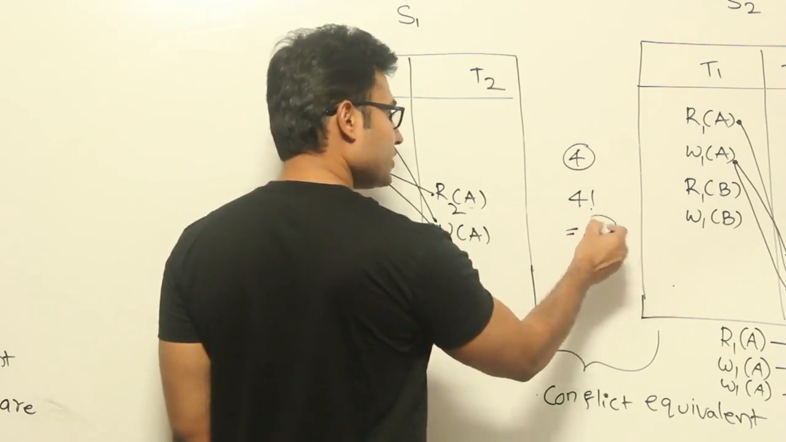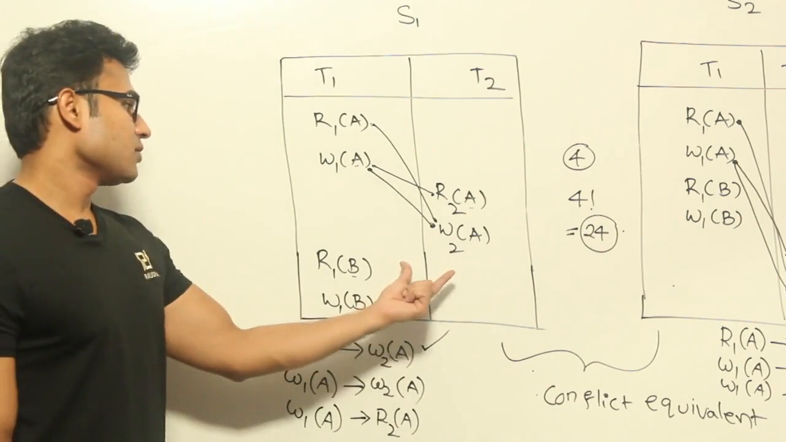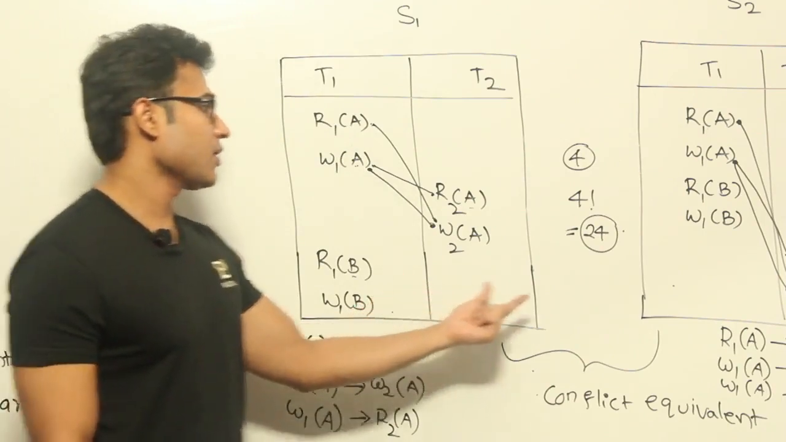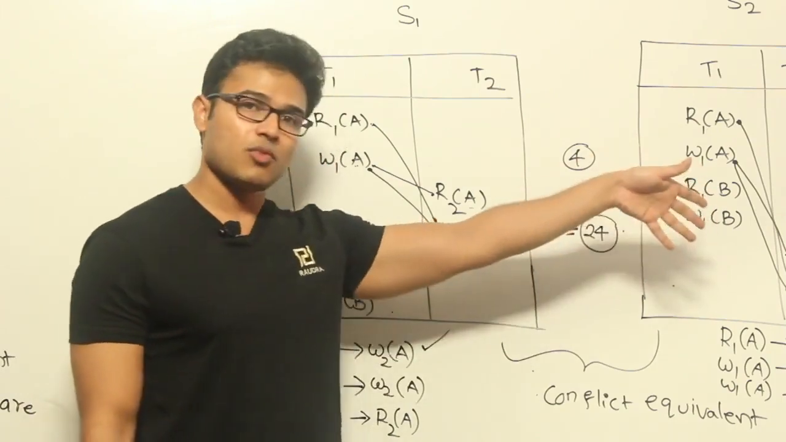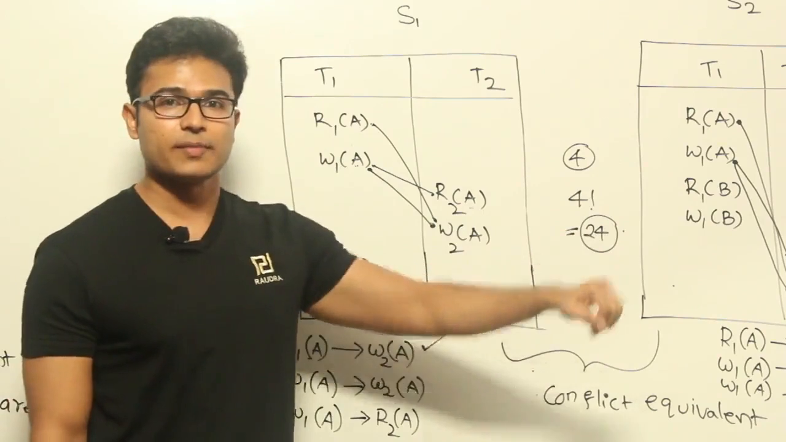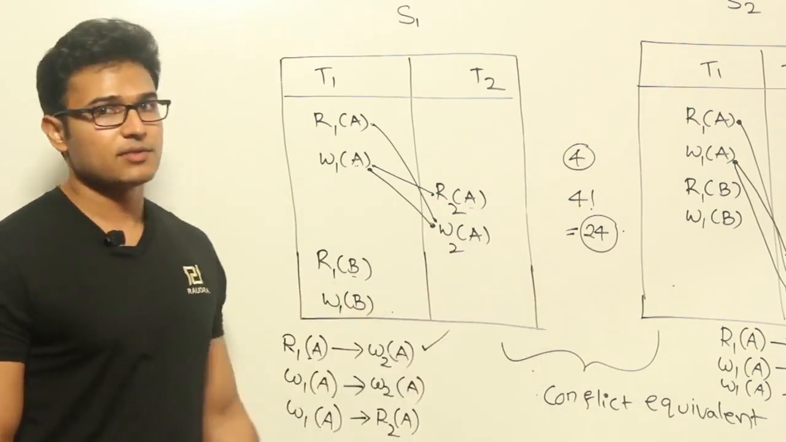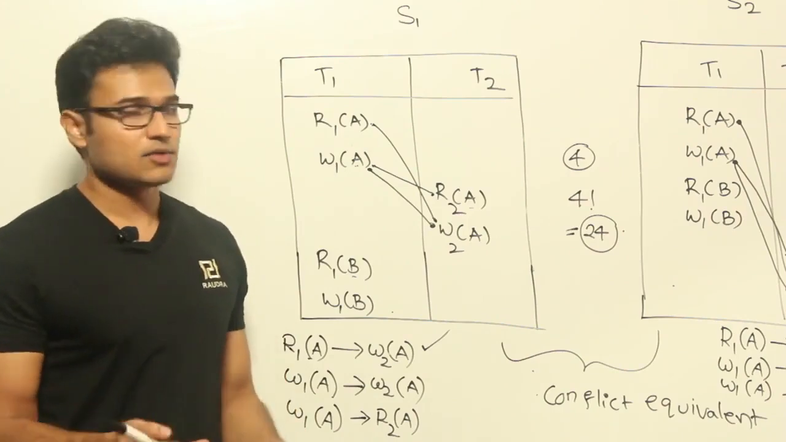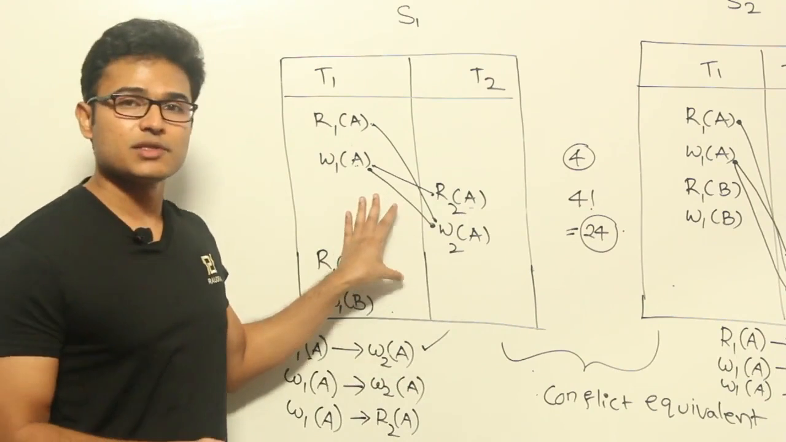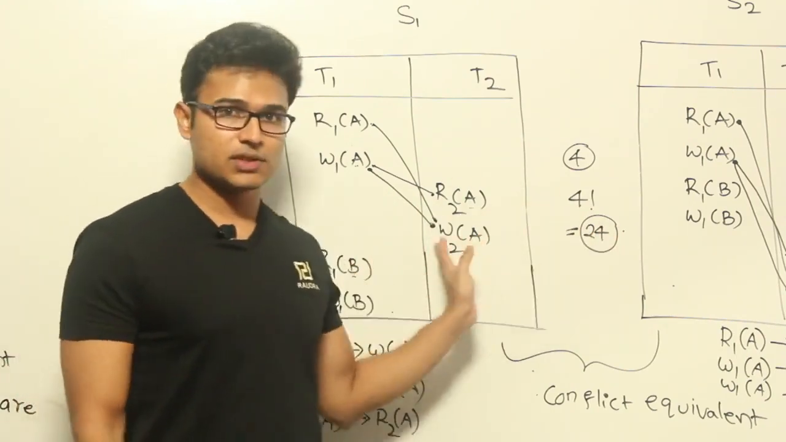So 24 serial schedules are possible, and if you have to check whether this particular non-serial schedule is conflict serializable or not, then you might have to write all 24 possibilities and check whether this one is equivalent to any one of them. It is going to be a lengthy method if you go this way. So for this reason we shall use some other method using which we will be directly able to say whether this one is conflict serializable or not. In case it is conflict serializable, what are the serial schedules to which it is equivalent?